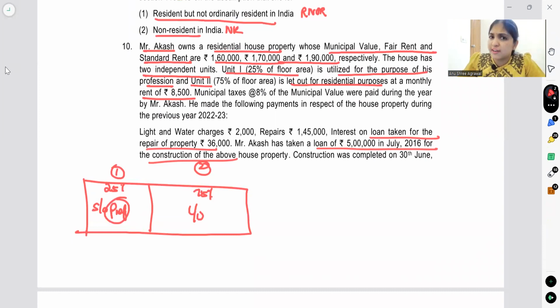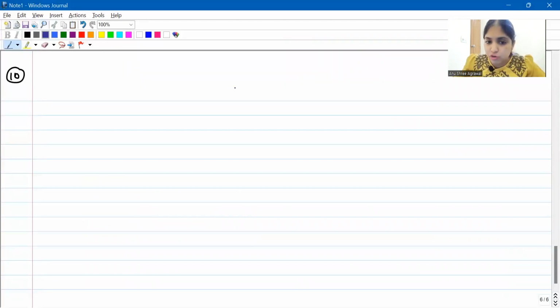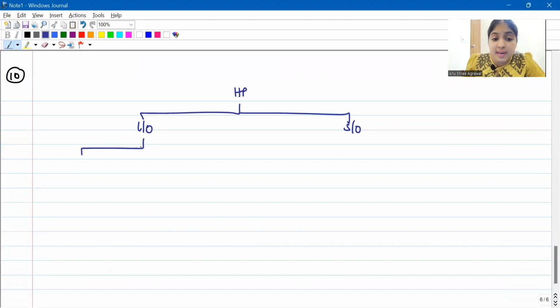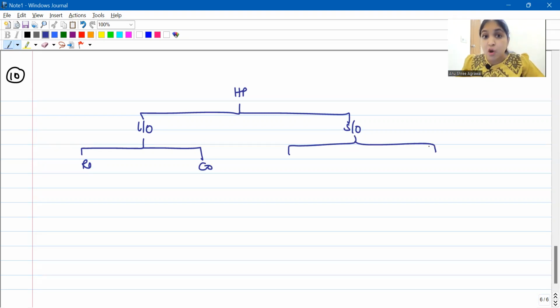We've already read the question and we've identified that we have two units. One unit is self-occupied for professional purposes. Another unit is let out. At this stage, I want you guys to be aware of something. Your house property may either be let out or it may be self-occupied, guys. If it is let out, it may be let out for residential purposes or it may be let out for commercial purposes. Similarly, if you're self-occupying it, if you're yourself using it, you may be using it for residential purposes or you may be using it for commercial purposes.